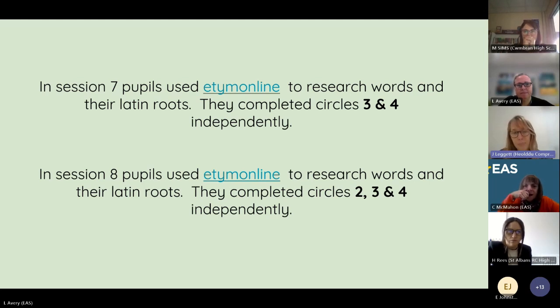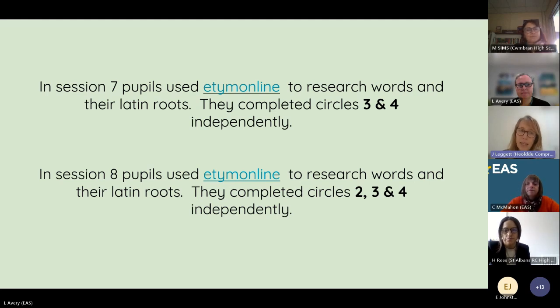And then what I did in session 7, we talked about this in the etymology project as well, is I got the pupils to use Etym Online, although it's not a child-focused website. But with support, I got them to research words and the Latin roots, but they only completed circles 3 and 4 on the caterpillars. I helped them with 1 and 2, and then for 3 and 4, the pupils would have different things depending on what they'd found with their partner.